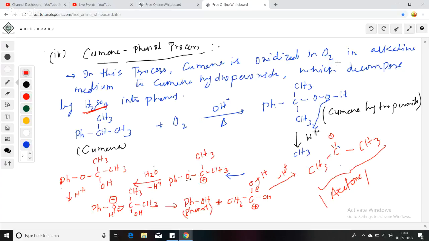Next class will start with the chemical reactions and properties. We have already done the important one, that is the acidic nature of phenol. The next class we will see various chemical reactions of phenols, and probably finish ethers also. So that is it for the alcohol chapter, alcohol, phenol and ether. By next class we'll finish this.